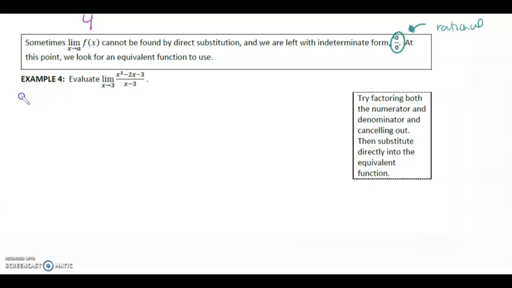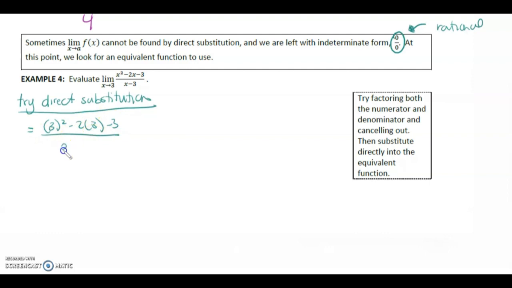So let's try direct substitution. That's what we're going to try first. So we are going to get 3 squared minus 2 times 3 minus 3 over 3 minus 3. So we're going to get 9 minus 6 minus 3 over 0, which is going to give 0 over 0.